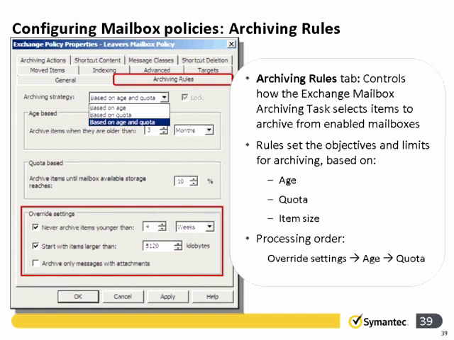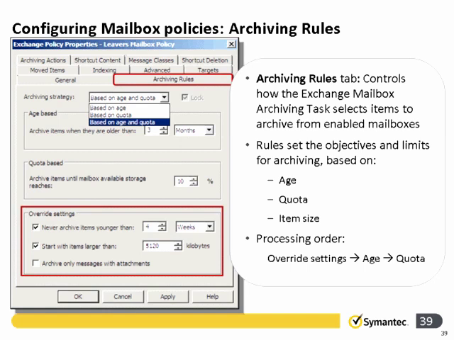So the first thing we're going to look at is the Archiving Rules tab for the mailbox policy. We can set up an archiving strategy first, and when we set up the archiving strategy, this is going to be either based upon age, based upon quota, or you can do a combination of basing it upon both age and quota. We're going to come back and look at this in more detail, the specifics of selecting the different options and how that's going to impact what actually gets archived, a little bit later in this lesson.